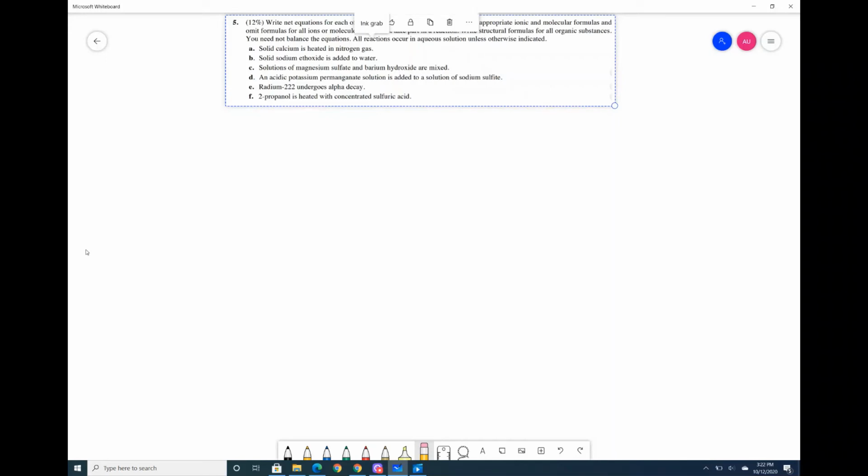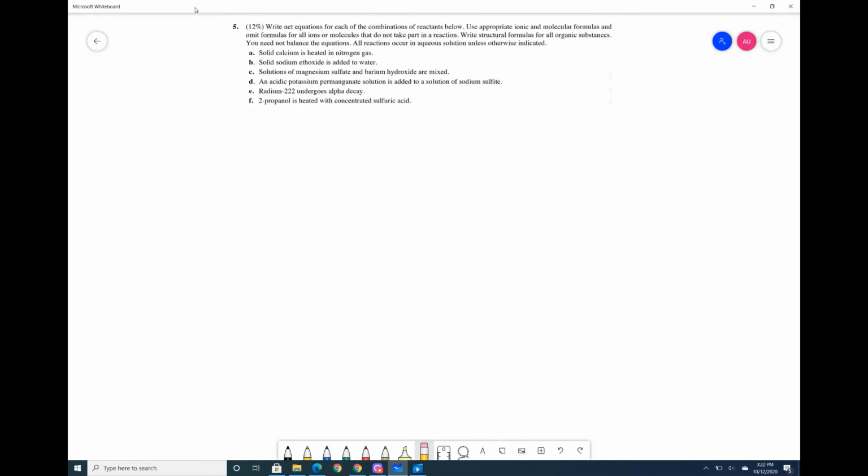So let's put some reactions into practice. So this is from 2009. So let's begin. So solid calcium is heated in nitrogen gas, so calcium plus nitrogen gas.